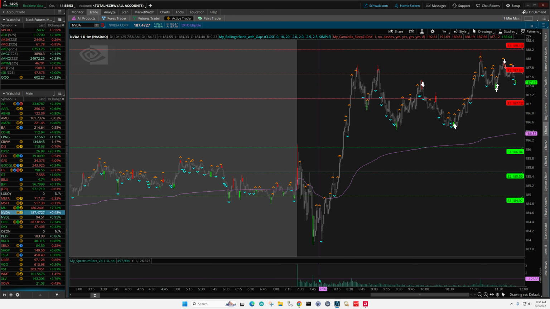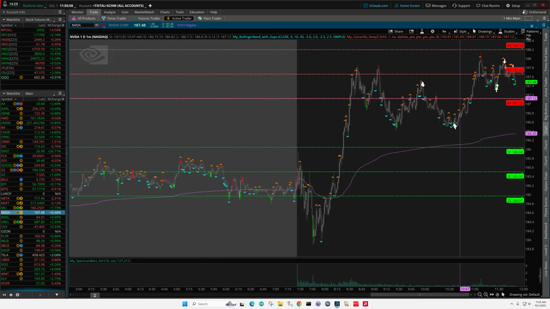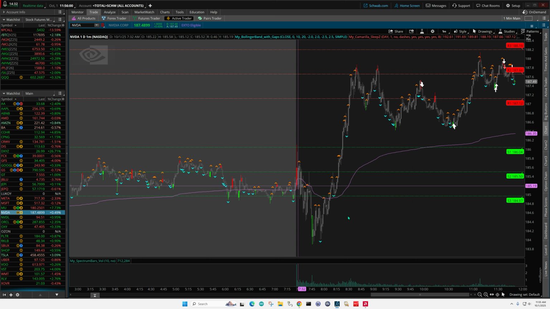So much easier to trade something that's clearly on an uptrend, going long on something that's in an uptrend, versus going long on something that's on a downtrend.